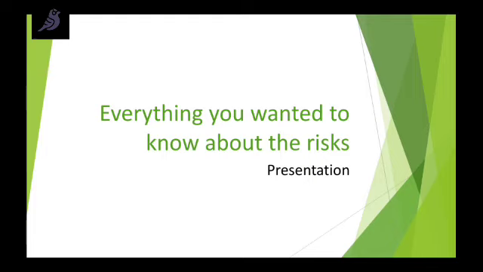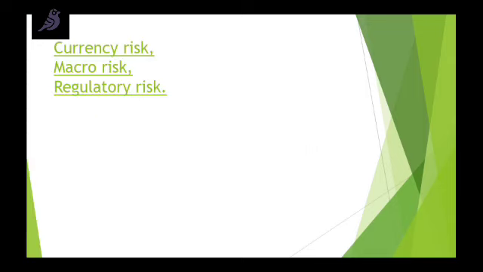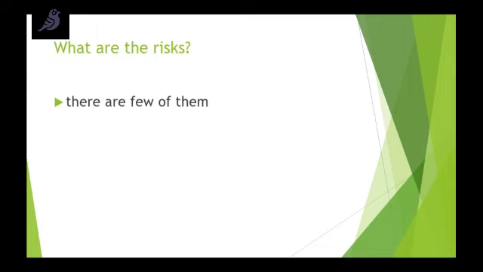There are a few of them, only three. Macro risk, currency risk, and the most recent risk is regulatory risk. How do they differ from each other? How to understand them? And most importantly, how to avoid them? Let's proceed with the explanation.